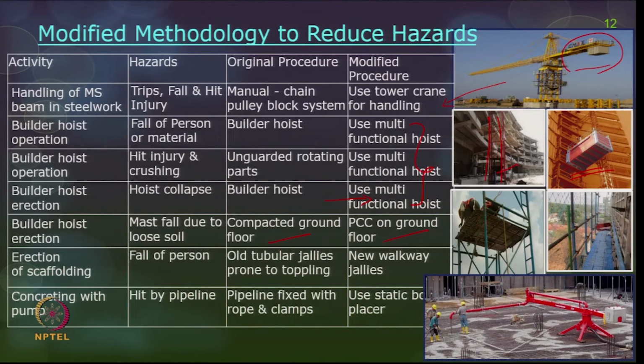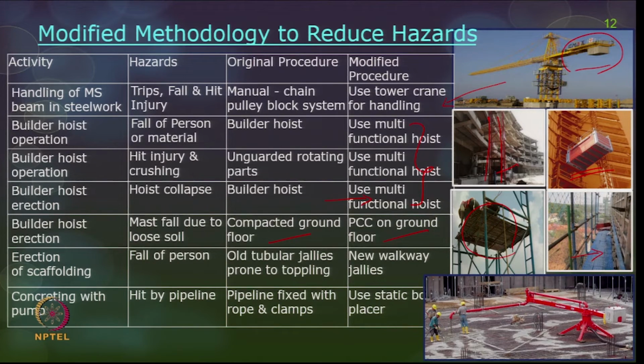Erection of scaffolding. This is an old tubular jolly which was used. There was a hazard of toppling of the jolly itself and of a person falling from there. This is a new walkway jolly, which is firm and fixed with all guardrails. So, this was treated as an equivalent for the old process.